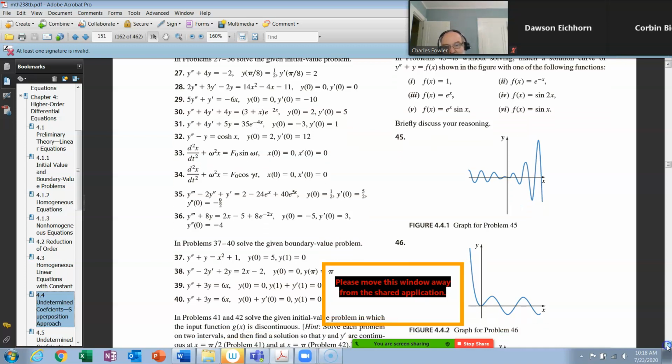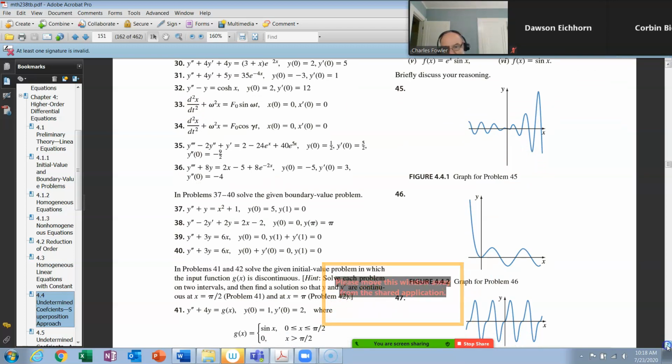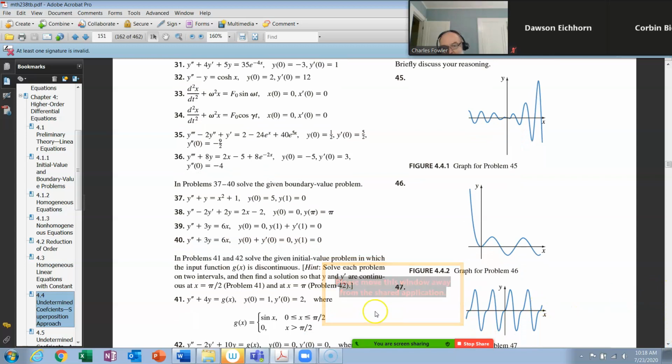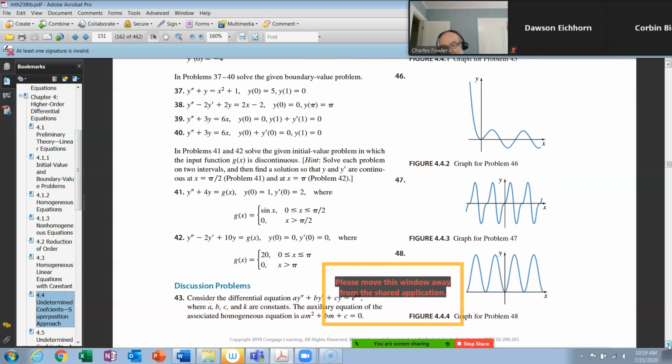Okay, 41. You should be able to do that. That's answers in the back. It has a piecewise defined function, which is sort of interesting. I'll let you play around with that. You won't have anything like that on the test, I'll tell you that much. Okay, after that are discussion problems. If you find any of those with answers in the back, feel free to do any of those. Most of the time they're not. So that pretty much wraps up 4.4.